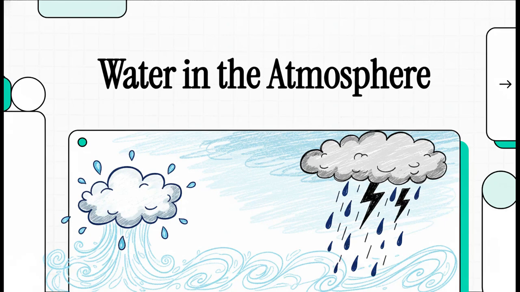Welcome to The Explainer. Today, we're unpacking an absolutely fascinating chapter, the invisible ocean floating right above our heads. We'll be exploring water in the atmosphere, tracking its incredible journey from an invisible vapor that completely surrounds us all the way to the dramatic weather events we experience every single day. If you've ever wondered how a perfectly clear blue sky can suddenly unleash a torrential downpour, well, you are definitely in the right place. Let's get into it.